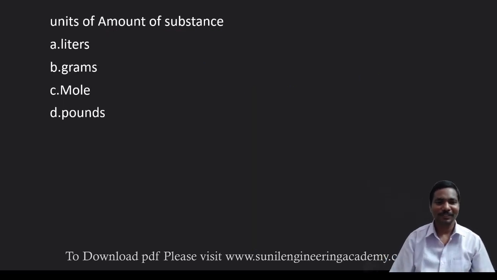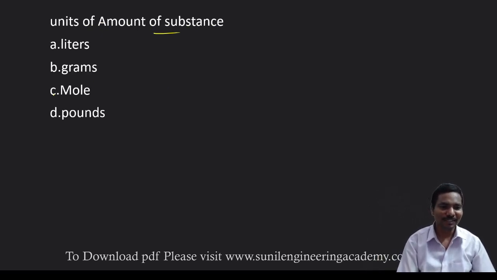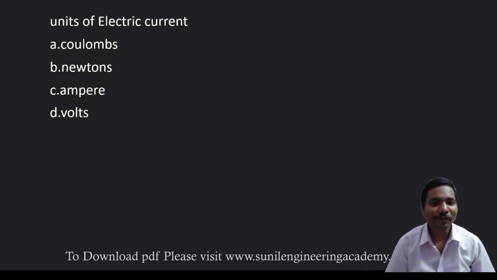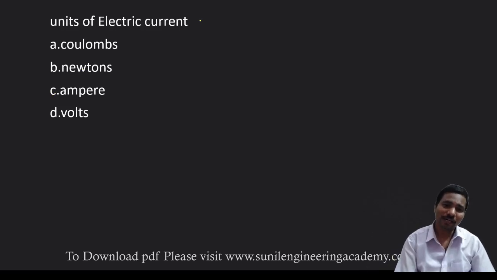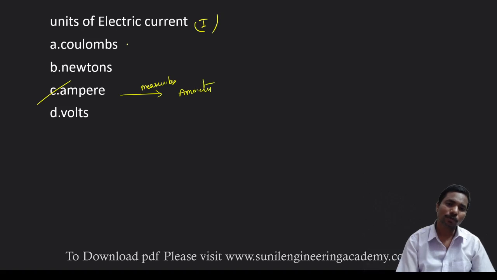Okay, coming to the next one. Units of amount of substance. Amount of substance is nothing but mole. Okay, coming to the next question. Units of electric current, you know very well. Current units are amperes, amps. And that amperes are measured by ammeter. So coulombs is the unit of charge.